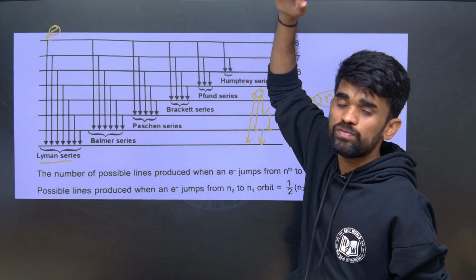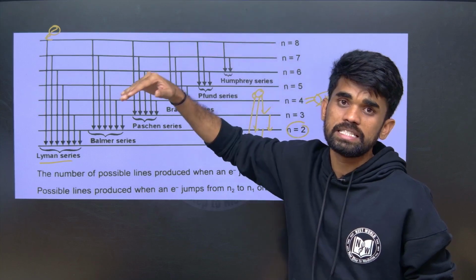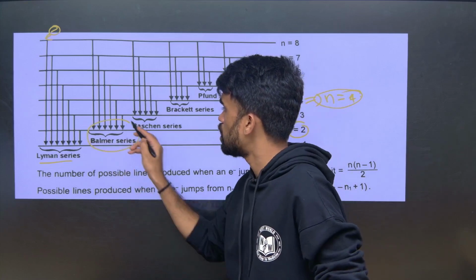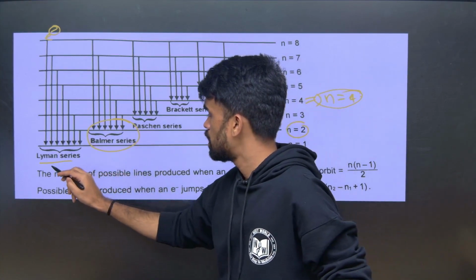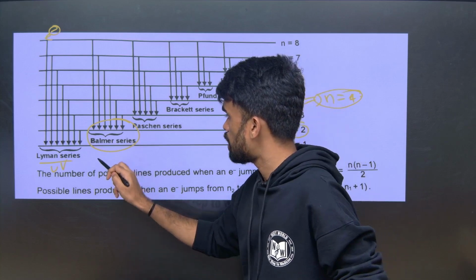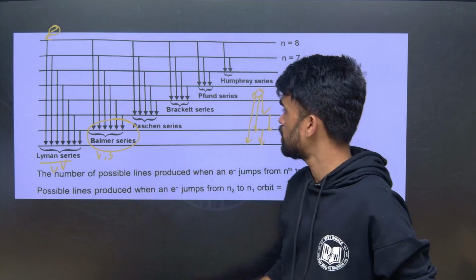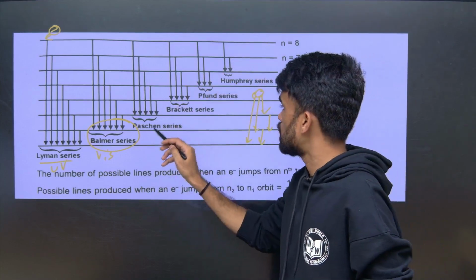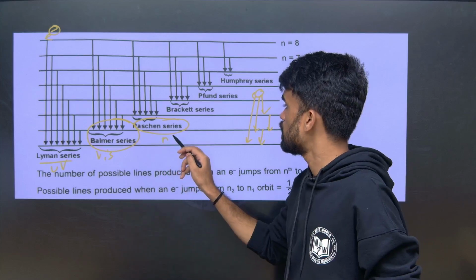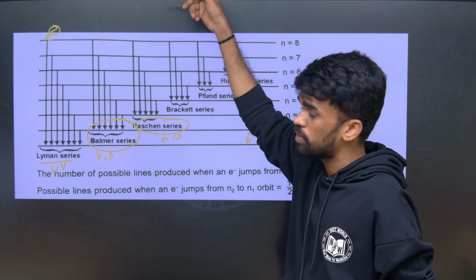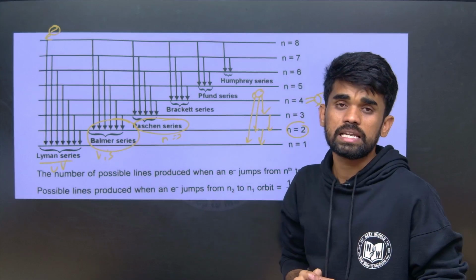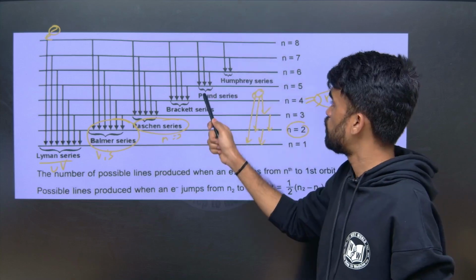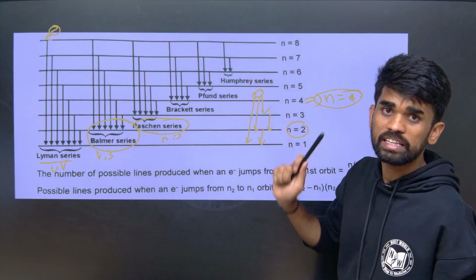If an electron is falling from any nth level to the second energy level, that is n equals 2, all those lines are considered Balmer series lines. Lyman lines appear in the UV spectral region and Balmer lines appear in the visible spectral region. If an electron is falling from any nth level to the third energy level, that comes in the Paschen series. Again, any level to the fourth is Brackett, any level to the fifth is Pfund, any level to the sixth is Humphreys. Like this we have to consider.